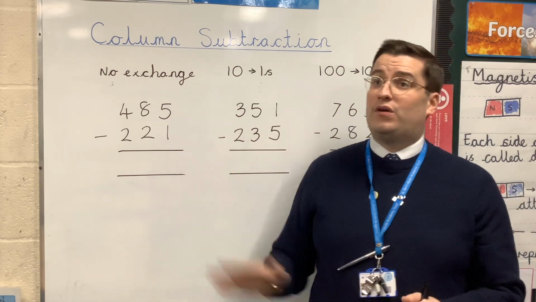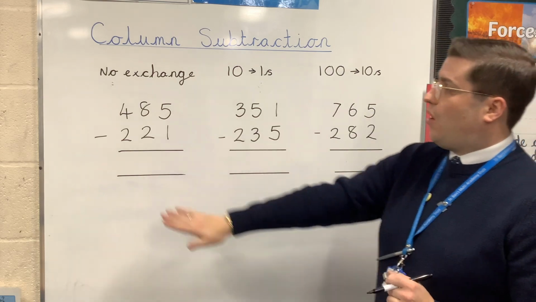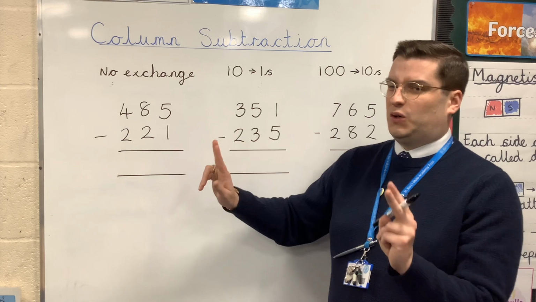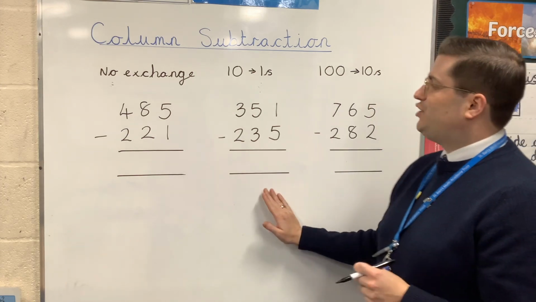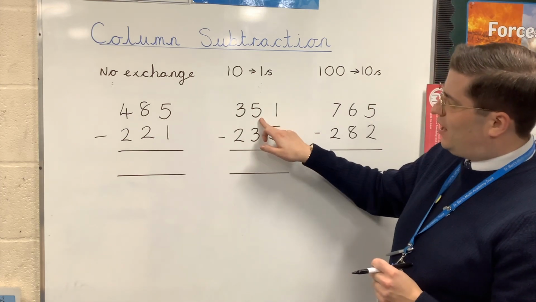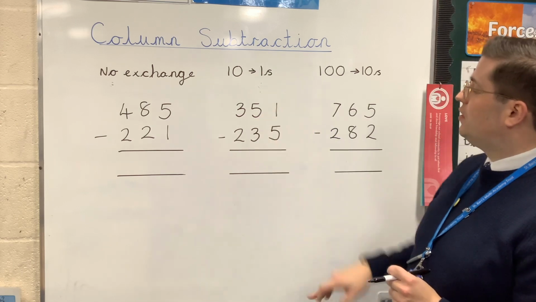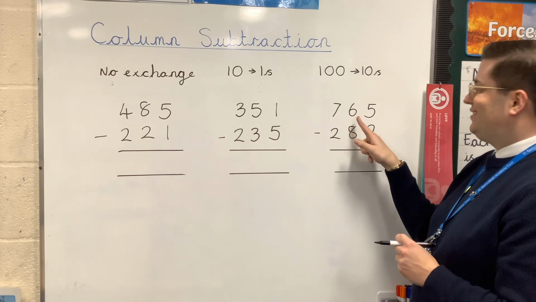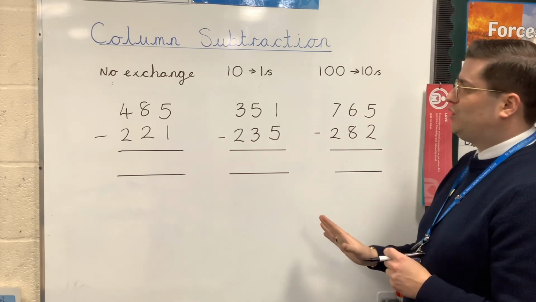And again, we've focused on 3 different strategies here: no exchange at all, where we don't need to do any swapping around or any of what we used to call borrowing. Exchanging tens into ones, where we need to exchange our 10 into 10 ones. Or exchanging hundreds into tens, where we need to exchange 100 into 10 tens over here. I'll show you how to do all of those.